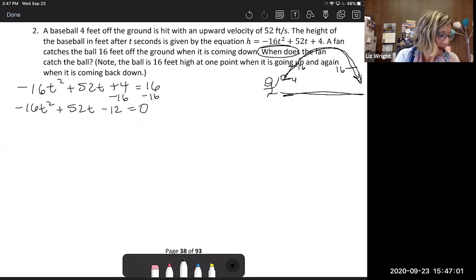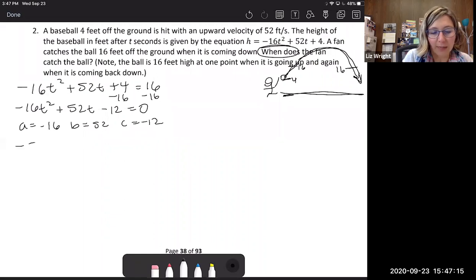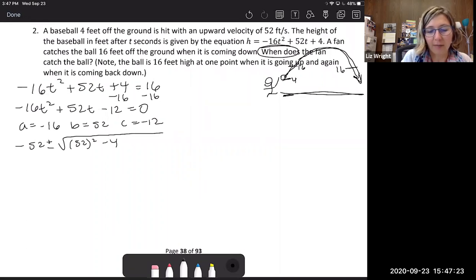And so we're going to set up all of our variables here. So a equals negative 16, b equals 52, c equals negative 12. And we're going to plug that in: negative 52 plus or minus the square root of 52 squared minus 4 times negative 16 times negative 12, all over 2a, 2 times negative 16.